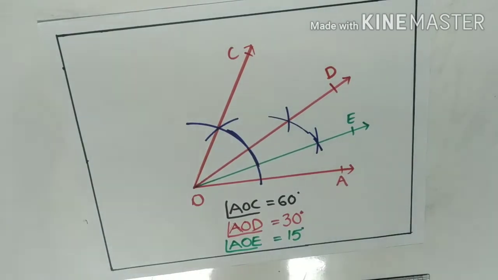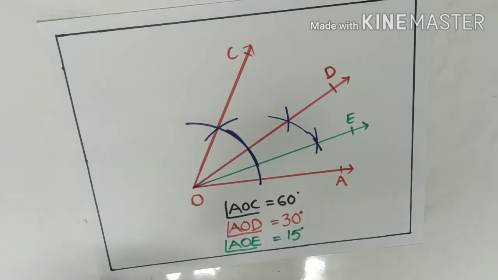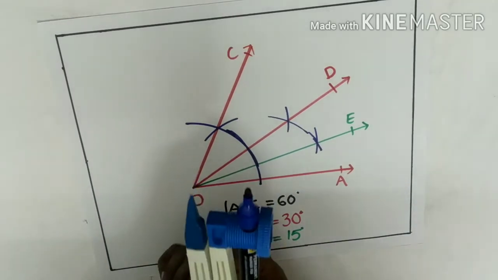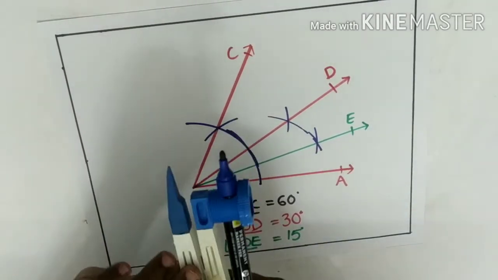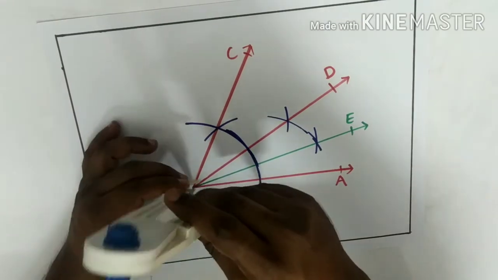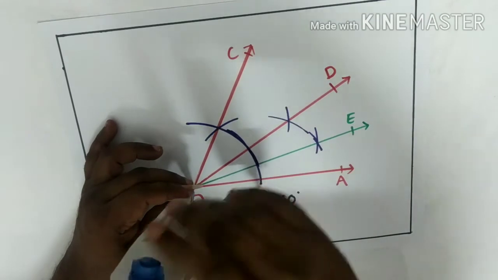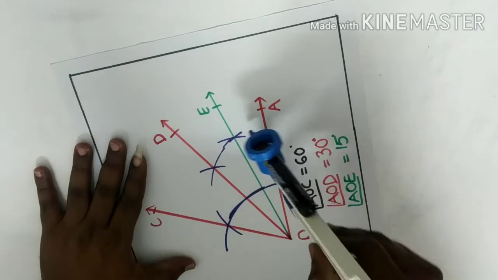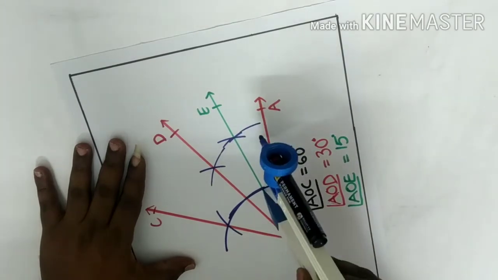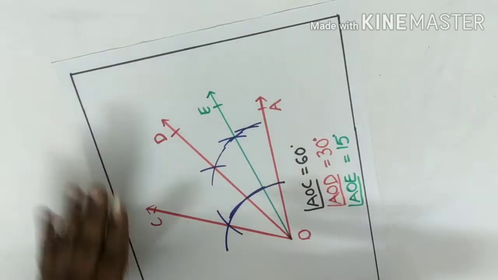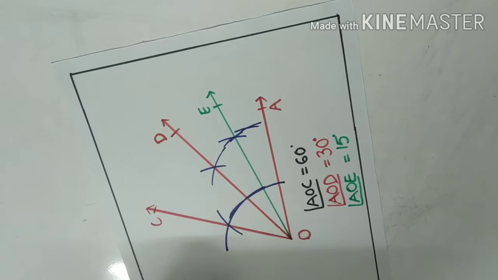Now 15 degrees I am making into half again. That is how much? 7.5. See, here I have disturbed the gap. No problem, you can find the first gap by adjusting your pencil and needle like this. Now from this point draw one arc, and from the 15 degrees point draw one more arc, where these two arcs are intersecting.